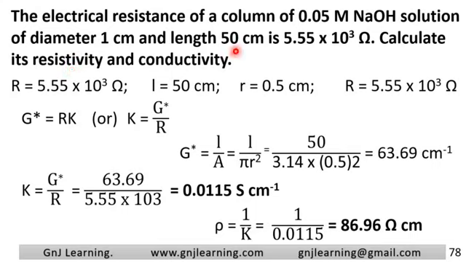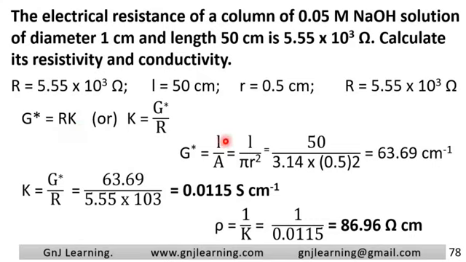By giving these dimensions, we must assume that these are fixed as cell constants, L and A. If they are not, then we can't solve this problem. We have to assume this as their cell constants. So R is given, which might be found from the Wheatstone Bridge, and L is 50 centimeter, radius is 0.5 centimeter, and resistance is already given here. What is G star? G star is equal to R into K. Cell constant is equal to resistance into conductivity, or K is equal to G star by R.